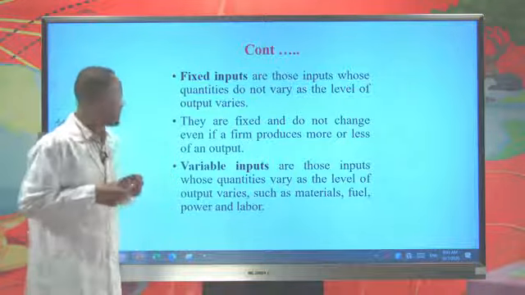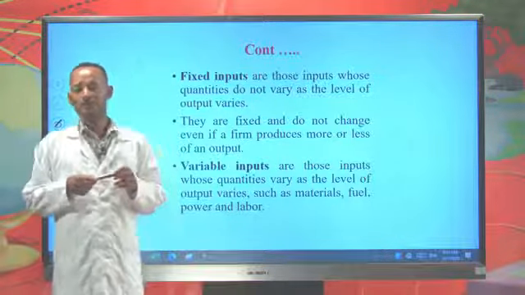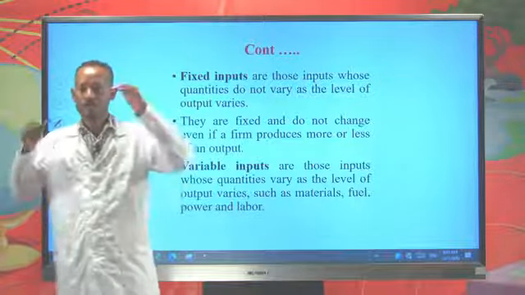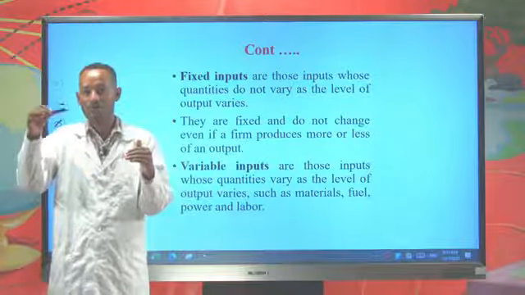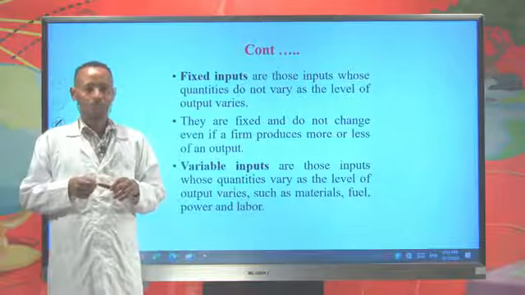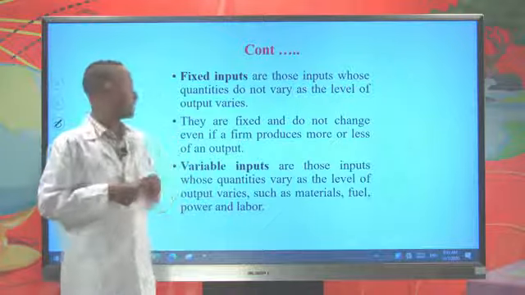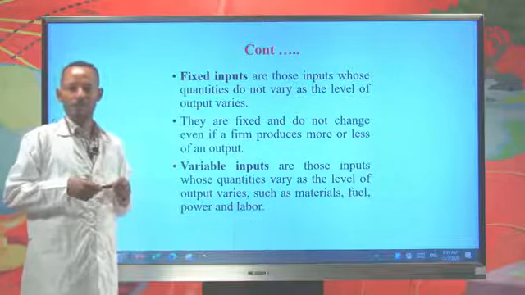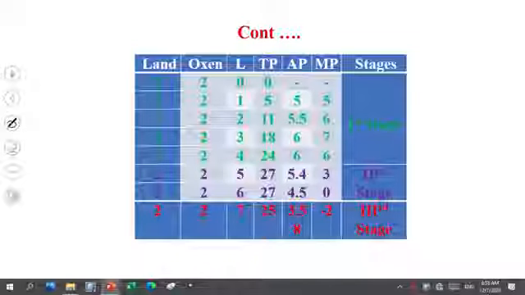But variable inputs are those inputs that directly vary with the level of output. That means inputs that increase as the level of output increases, and inputs that decrease as the level of output decreases, are called variable inputs. Most of the time, labor is considered a variable input. Now let's illustrate these terms using the following farm model.